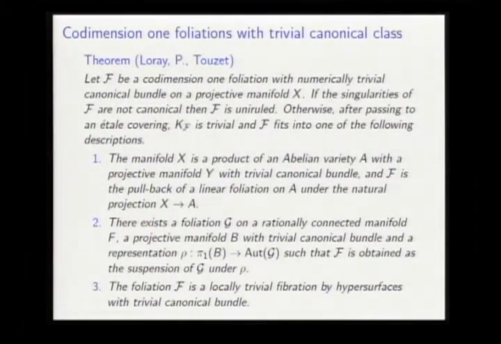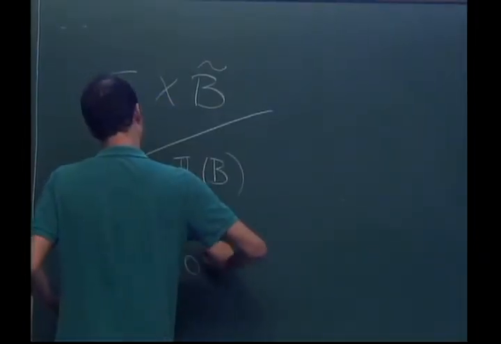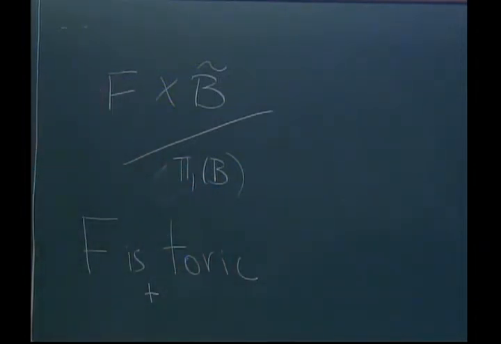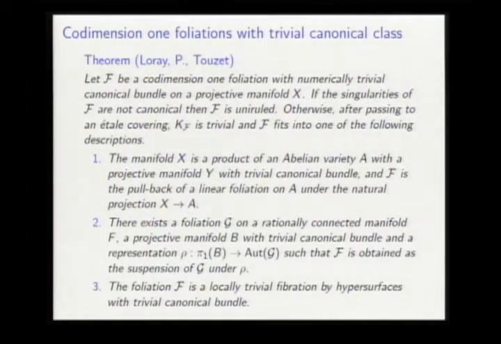And there is a third possibility that the foliation is a locally trivial fibration by hypersurfaces with trivial canonical bundle. So let me say one thing more. We can be even more precise. We can say that F is toric. And that this foliation G is either something that respects the toric structure, or is a degeneration of that. But I will not enter into this level of detail. Okay? So that's what we have.